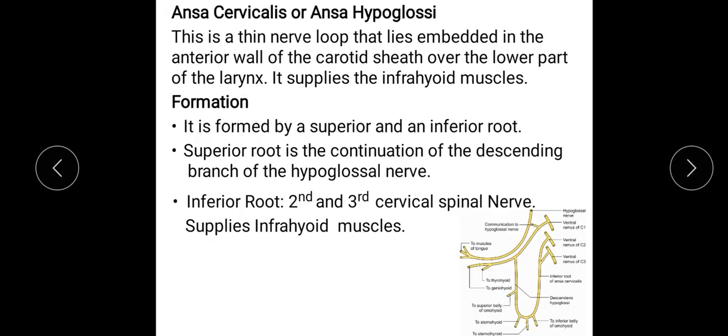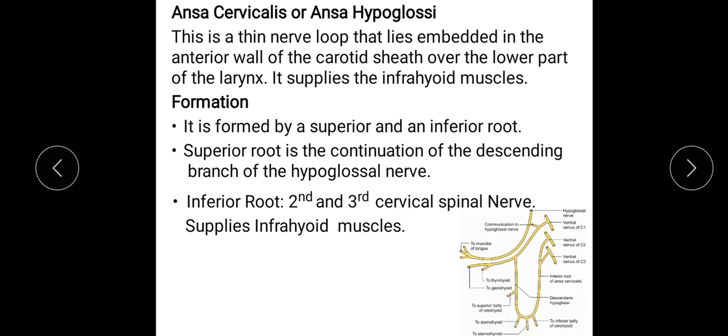And what is ansa cervicalis? This is the thin loop that lies embedded in the anterior wall of the carotid sheath over the lower part of the larynx. It supplies the infrahyoid muscles, the muscles just below the hyoid bone. It is formed by 2 roots. This one is the superior root, this one is the inferior root.